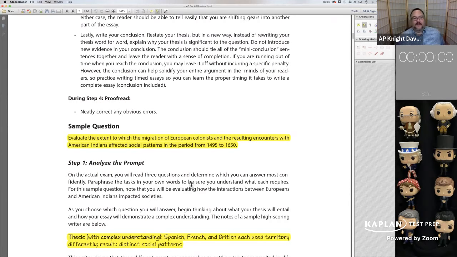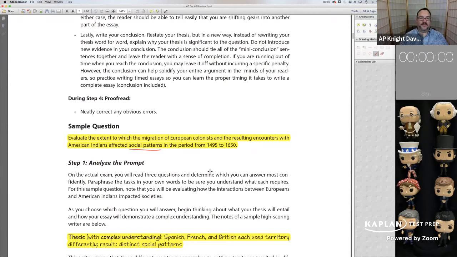Okay, so evaluate the extent to which the migration of European colonists and the resulting encounters with American Indians affected social patterns. So this is one of the things that we want to talk about, finding exactly what they're wanting us to do: social patterns. So that's going to be our goal. We're not talking necessarily about economy. We're not talking necessarily about military. We're talking about social patterns. So we're focusing a little bit more on how the people were living.